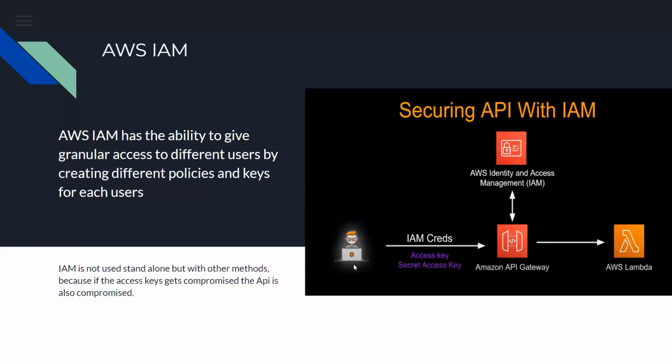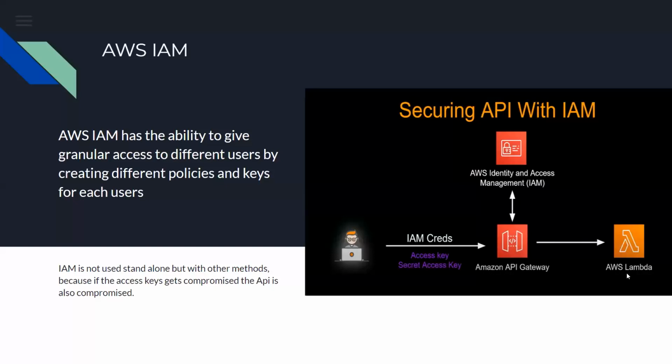The user now inputs these IAM credentials through the Amazon API gateway to get access. Then the Amazon API gateway will verify with the IAM: are these credentials valid? If they are valid, then it gives access to AWS Lambda, which is the backend service. In this case, this is just an instance.